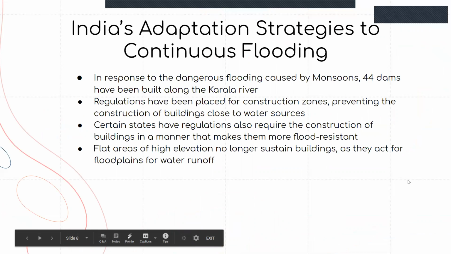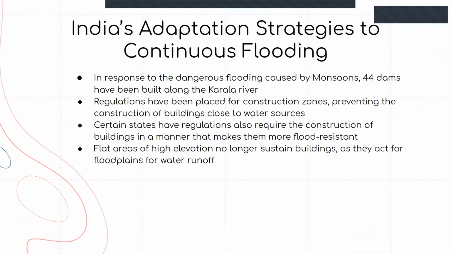So up next, we're going to be talking a little bit about India's adaptation strategies to this continuous flooding. To mitigate some water during these mass floodings, along the Kerala River, 44 dams have been built, and during the worst of the flooding, usually all of these dams are open to move as much water as possible. In some cases, regulations have been placed for construction zones, preventing the construction of buildings close to water sources. Certain states have regulations that also require the construction of buildings in a manner that make them more flood resistant.